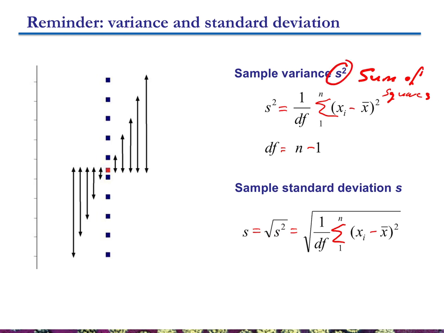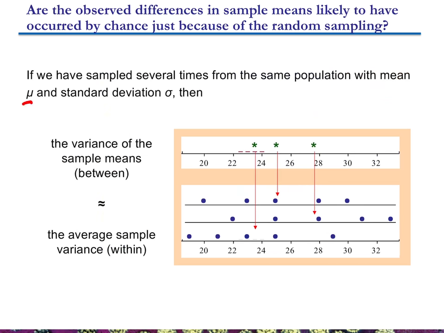Okay, so again, our question with ANOVA is, are the observed differences in sample means likely to have occurred by chance just because of random sampling? That's always the question we're looking at in any sort of statistical inference, whether it's a z-test or a t-test or a chi-square test, or here with ANOVA. So let's assume we've sampled several times from the same population. The population has some mean that we're trying to estimate and some standard deviation, but we don't know what either one of those are.